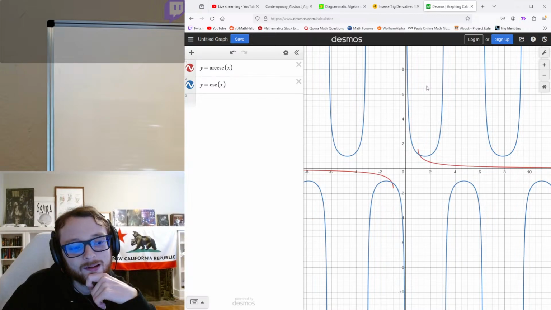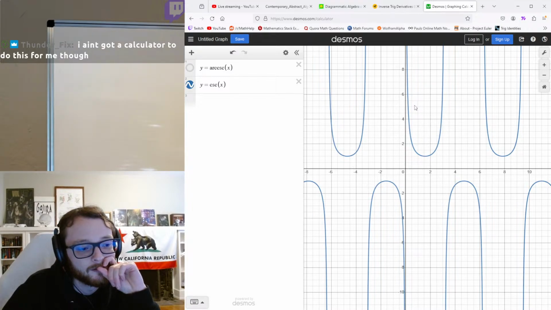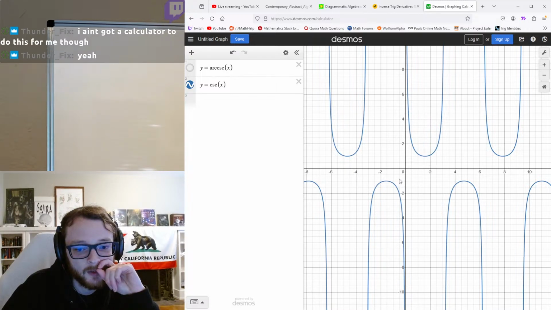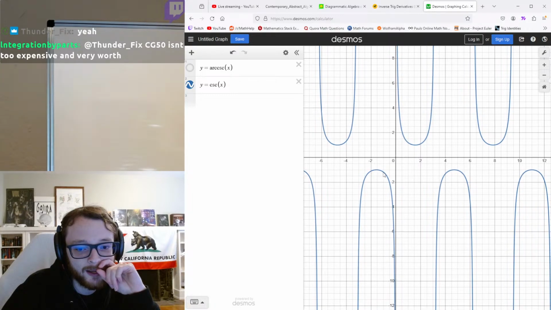Okay, so I remember you saying, well, do you know how cosecant looks? Like the graph of cosecant? Because actually, this is making me think we need to take the negative. Unless I'm thinking about the wrong part of the graph. Oh, I'm thinking about the wrong part of the graph. We're not taking that part. We're taking this part.